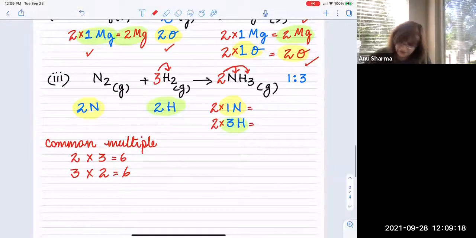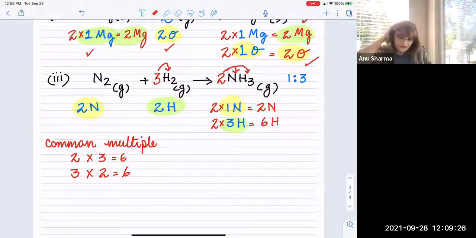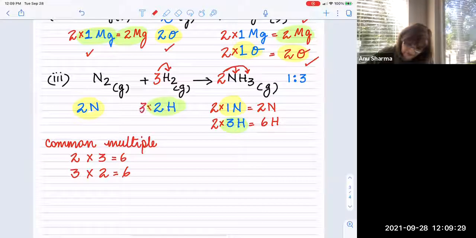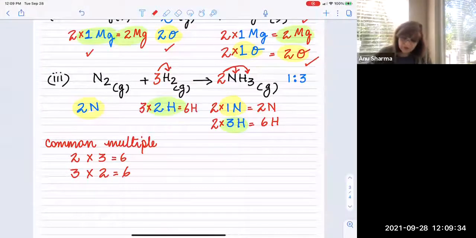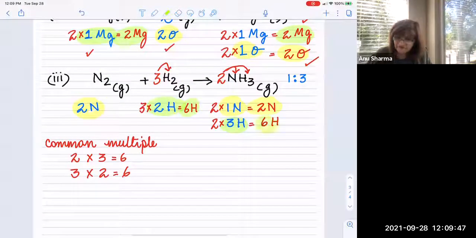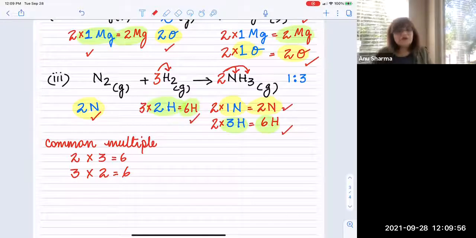So here, 2 times nitrogen is 2 times 1 nitrogen is 2 nitrogens. 2 times 3 hydrogen is 6 hydrogens. And you have 3 times 2 hydrogens is 6 hydrogens. Okay, so now what is not balanced? There are 6 hydrogens, which is a good thing, and what about the nitrogen? There are 2 nitrogens on both sides, and we have 6 hydrogens here and 6 hydrogens here. So that's all balanced.